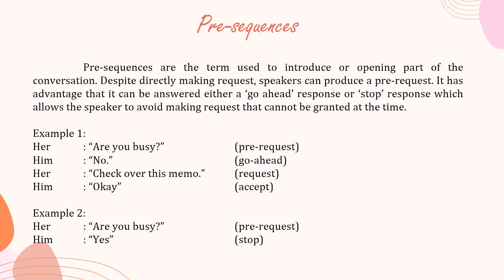Now look at example number 2. The speaker also starts with a pre-request, but then the addressee, him, answers with a stop response, which signals he may not be able to grant the speaker's request.